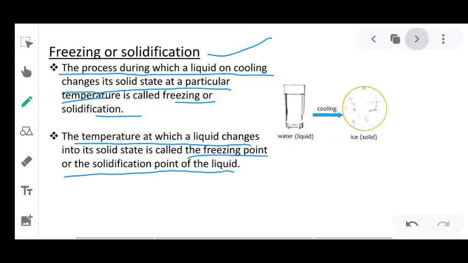melting process, freezing or solidification process will only take place at some particular temperature. Okay, and that temperature is called the freezing or solidification point of the liquid. Here you can see in the picture that water, which is liquid, on cooling changes its liquid state to solid state, that is ice.